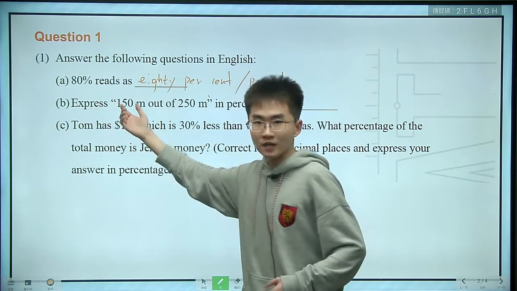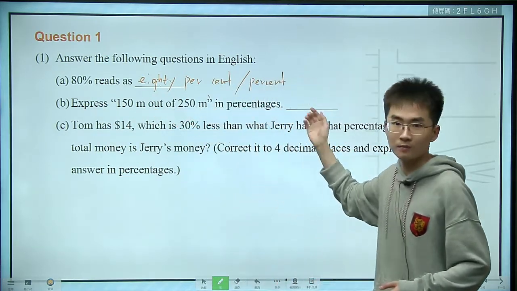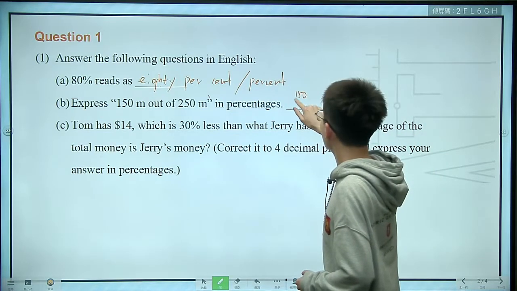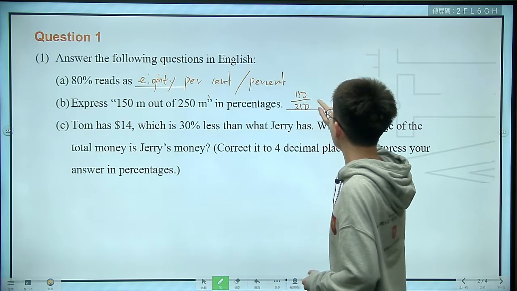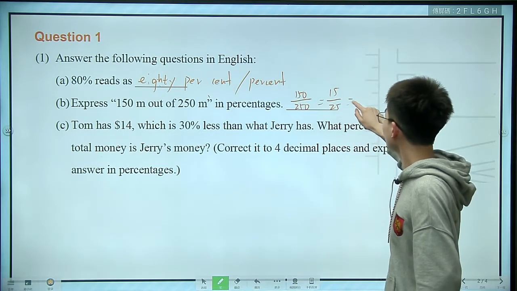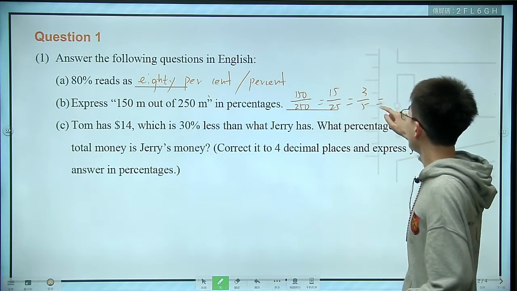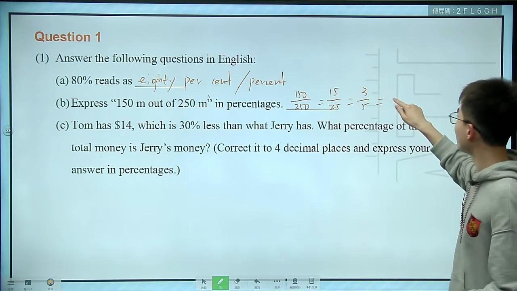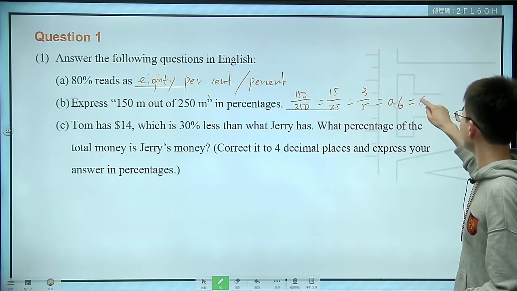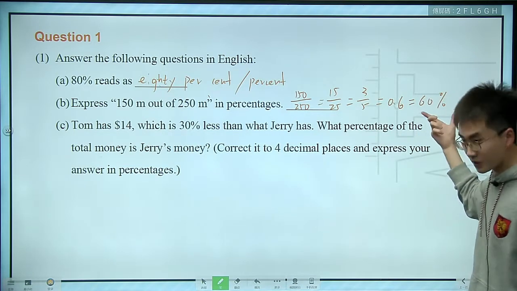Question B, express 150 meters out of 250 meters in percentages. It is quite straightforward. You just use 150 over 250, and you get 15 over 25, which equals 3 over 5. And as we all know, 3 over 5 equals 0.6. And the final step, just to convert it into percentages, it equals 60%.